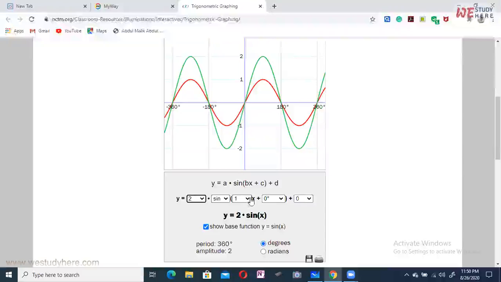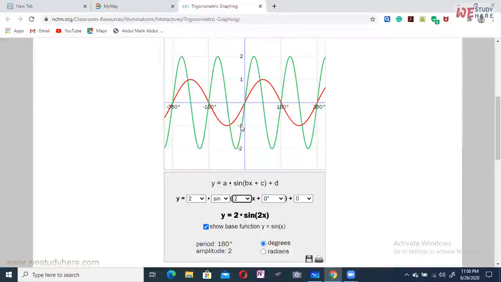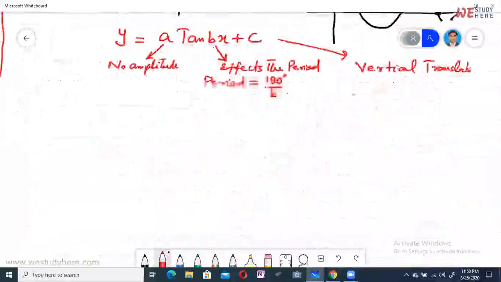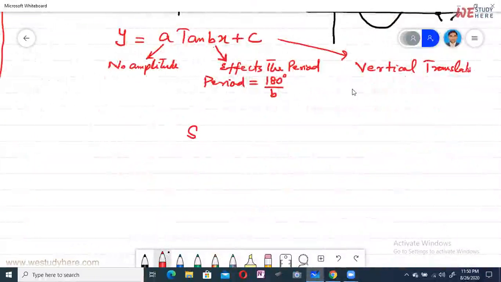Then after that, this bx, b represents the effect on the period. Suppose at the place of b we are taking 2. It means sin 2x. If sin 2x is there, then what will be the period here? I'm explaining you this thing. What will be the period of sin 2x?